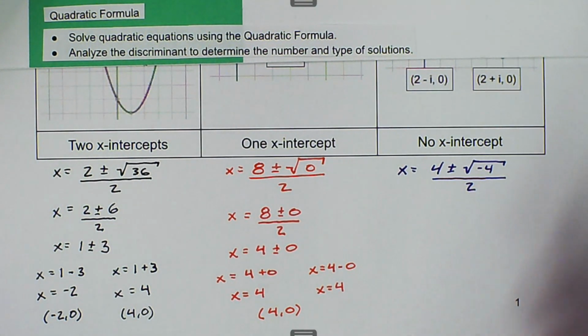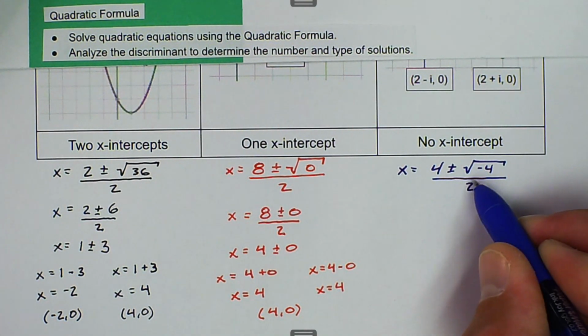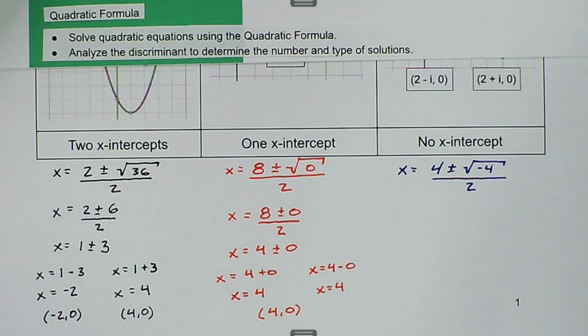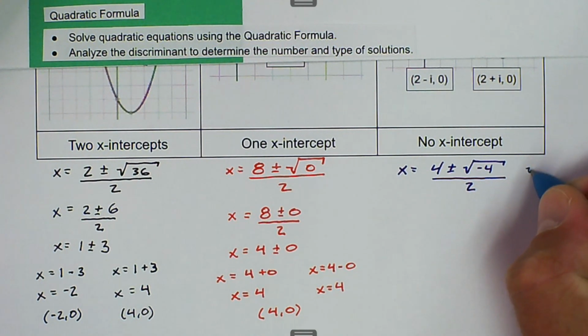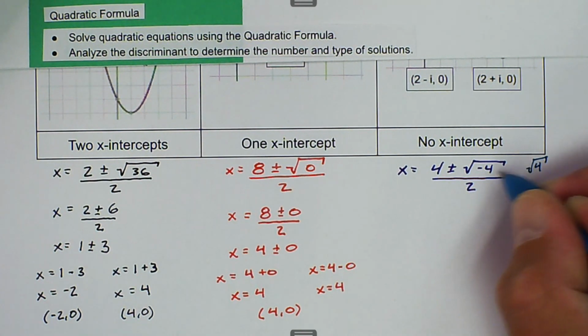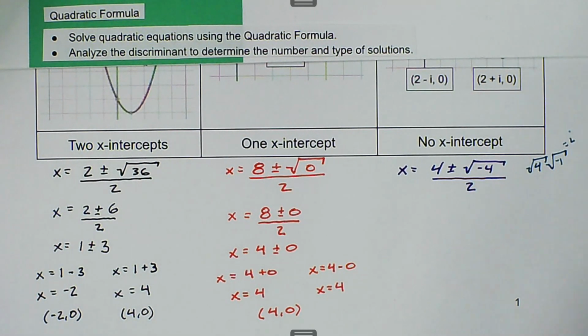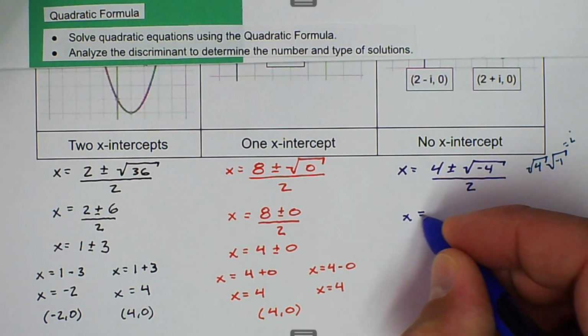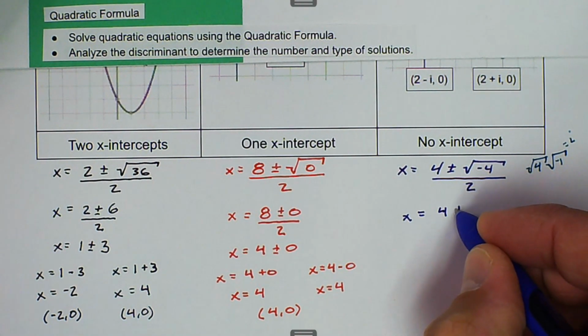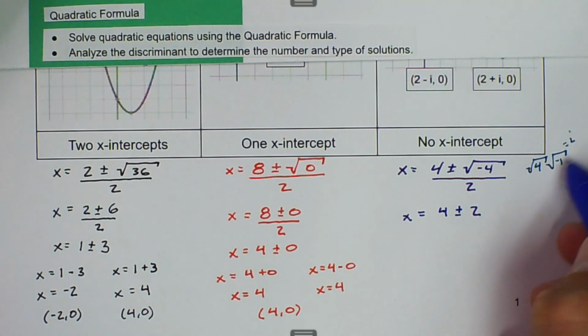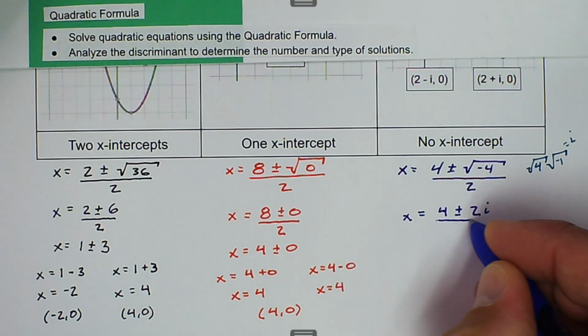So here we have 4 plus or minus the square root of negative 4, over 2. And we know that we can break this down. We know that the square root of 4 is going to be 2. And the square root of negative 1 is going to be equal to i. So we can rewrite this as x equals 4 plus or minus the square root of 4, which is 2, and the square root of negative 1, which is i.